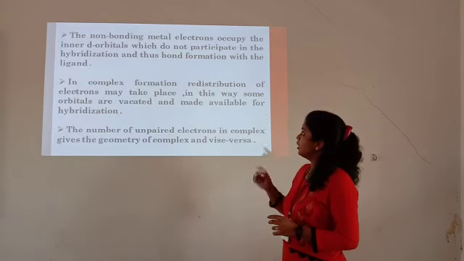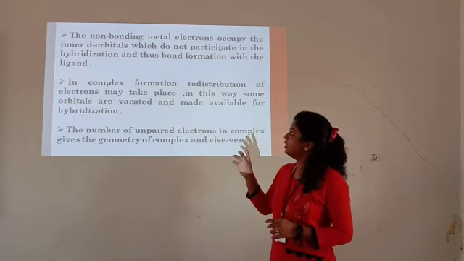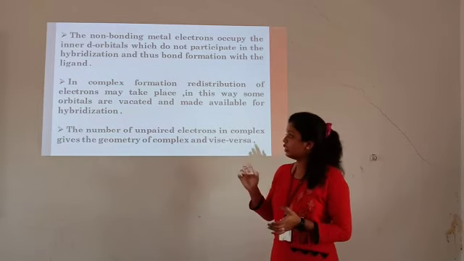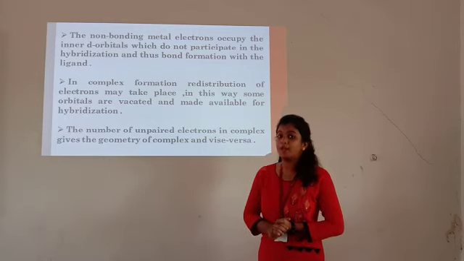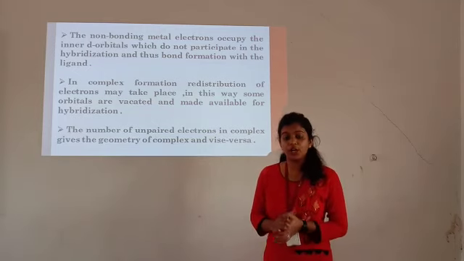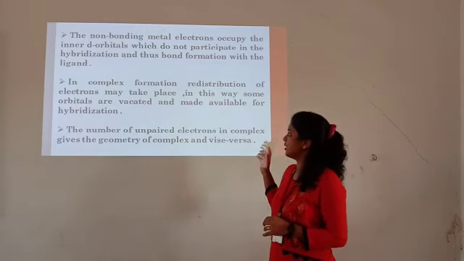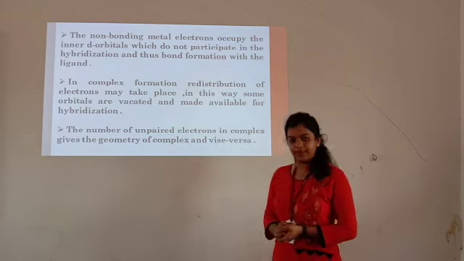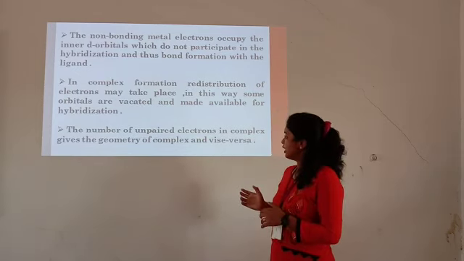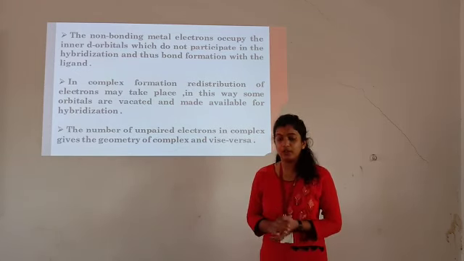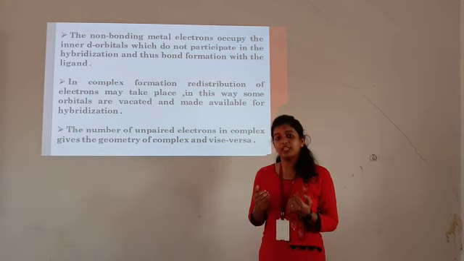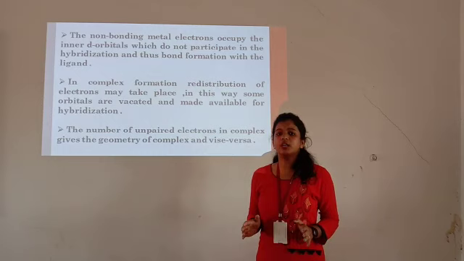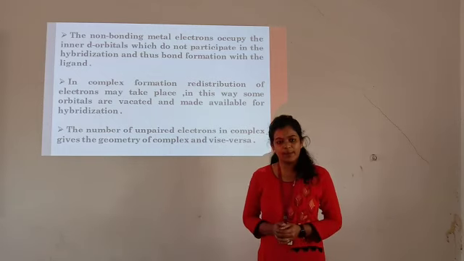Next. The non-bonding metal electrons occupy the inner d orbitals which do not participate in the hybridization. In the complex formation, Hund's rule of maximum multiplicity is strictly followed. However, the redistribution of electrons takes place. In this way, some orbitals are vacated and made available for the hybridization. The number of unpaired electrons in the complexes gives the geometry. When the complex contains any unpaired electron, it is called paramagnetic. And when the complex does not contain any unpaired electron, it is called diamagnetic.